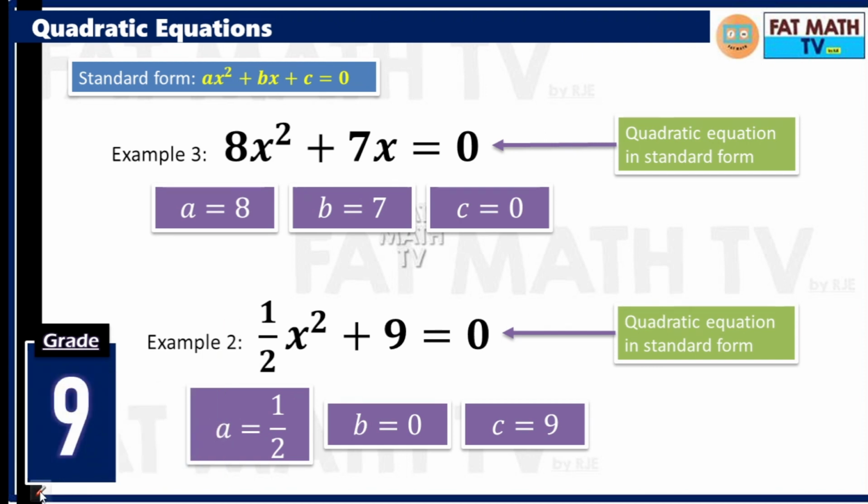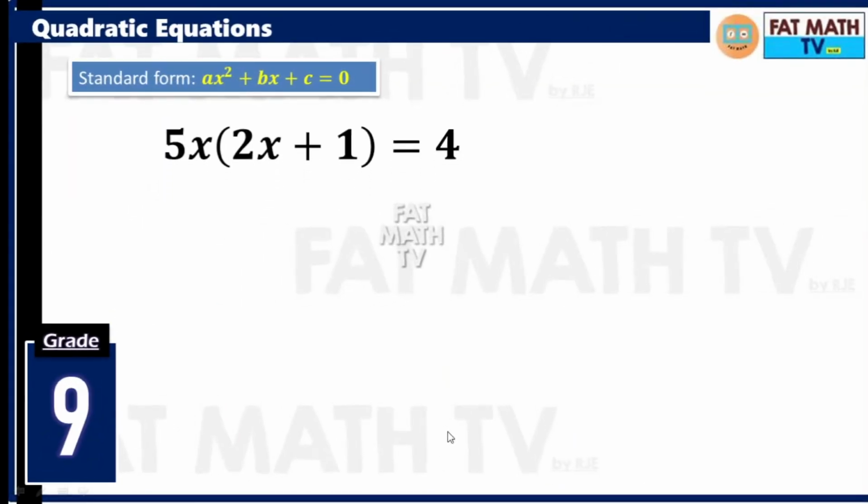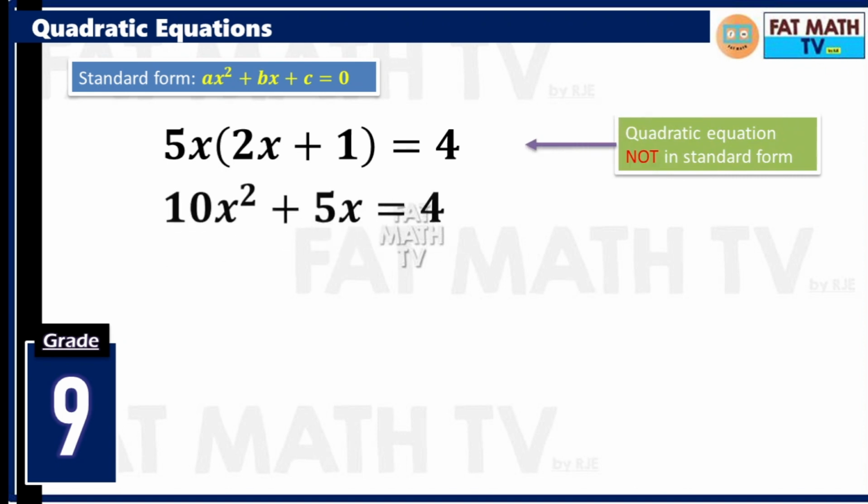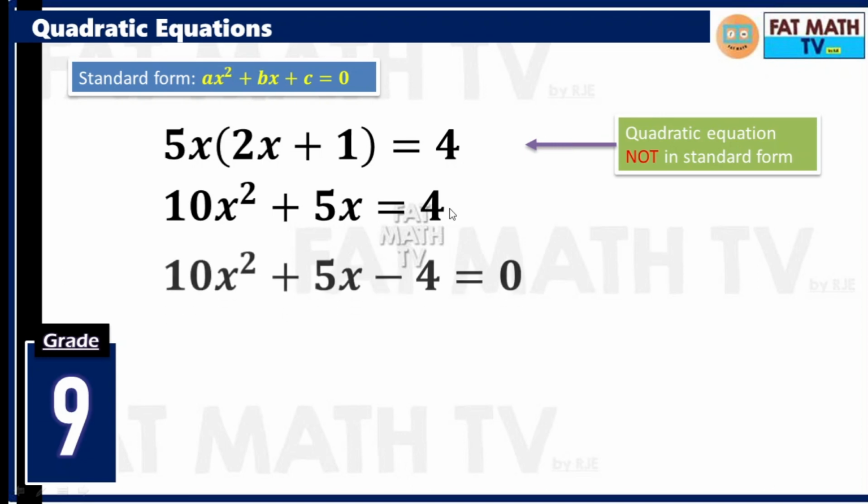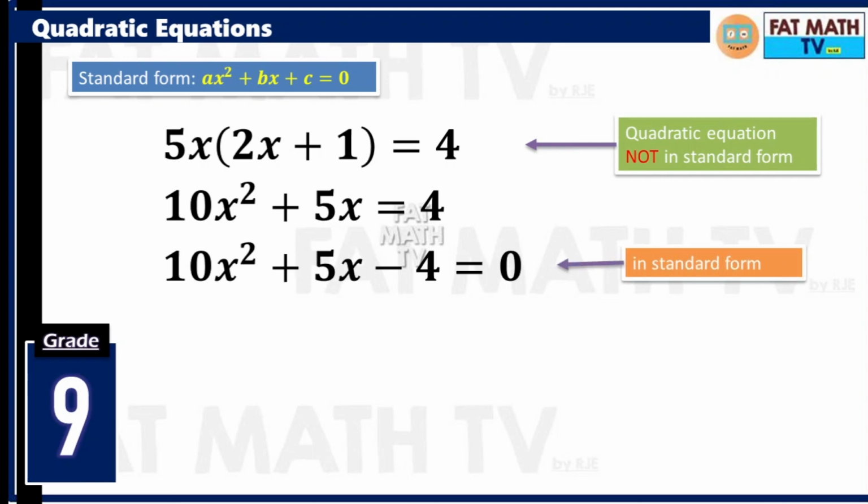So this is example number 4. How about this, 5x times 2x plus 1 equals 4? If we will distribute 5x, we're going to have 10x squared plus 5x equals 4. Of course, this is not yet in standard form because the standard form has to look like this. ax squared plus bx plus c equals 0. And then we have to add negative 4 to both sides of the equation, and we will have 10x squared plus 5x minus 4 equals 0. And this is now in standard form.